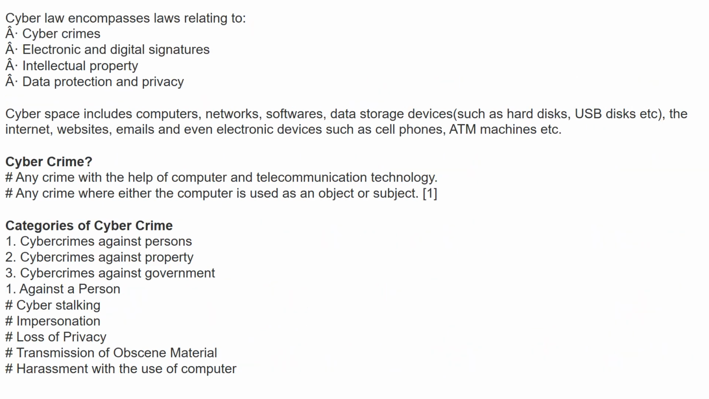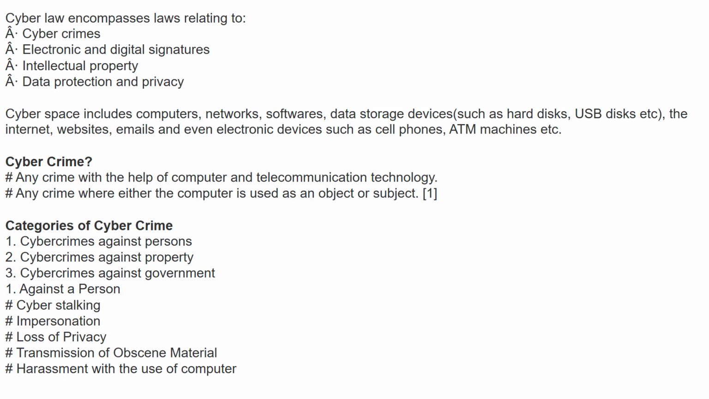Now, what does cyber law encompass? Laws relating to cybercrime, electronic and digital signatures, intellectual property, data protection, and privacy. Cyberspace includes computers, networks, software, data storage devices such as hard disk, USB disk, etc., the internet, websites, emails, and other electronic devices such as cell phones, ATM machines, etc. Cybercrime is any crime with the help of computer and telecommunication technology, any crime where either the computer is used as an object or subject.